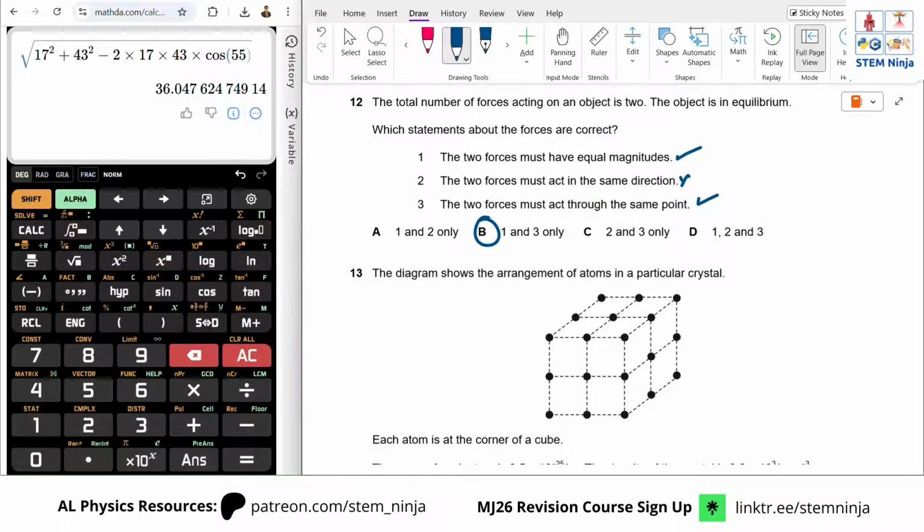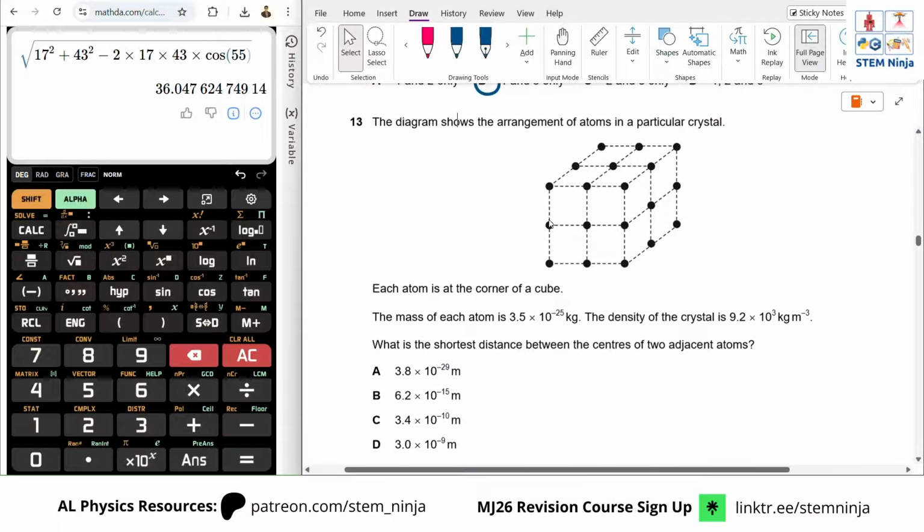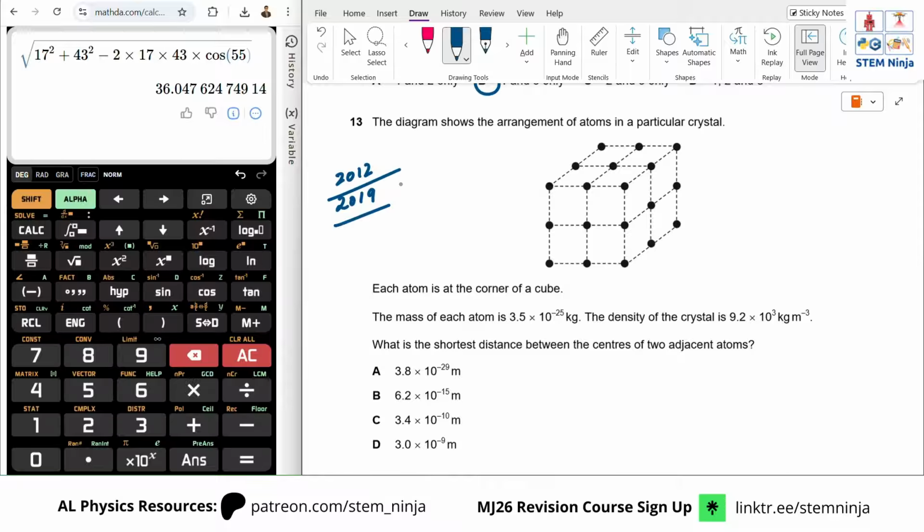Okay. The diagram shows the atoms in a particular cell. Each atom is at a corner of a cube. Okay, so this is a question that irritates a lot of students. This has been going on since 2012. I think it came in 2019 also. Although it's not a very frequently examined question, it is a painful and irritating question. The mass of each atom is this, and the density of the crystal is this. What is the shortest distance between the centers of two adjacent atoms?